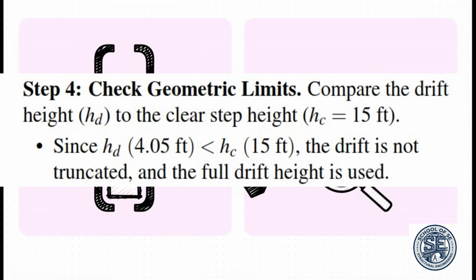The crucial thing here is comparing our 4.05-foot theoretical drift to the actual 15-foot physical drop between the roofs, our clear step height, h sub c. Imagine that lower roof filling up with snow. Could a 4-foot pile physically fit in a 15-foot space? Oh, absolutely. Because our calculated drift is much smaller than the clear step height, it's not truncated by the geometry of the building. That means we get to use the full 4.05-foot drift height for our final load calculation.